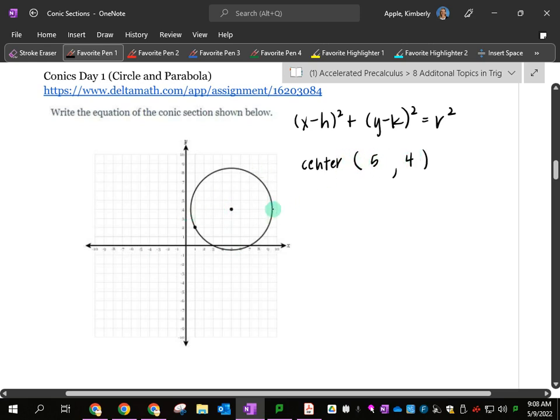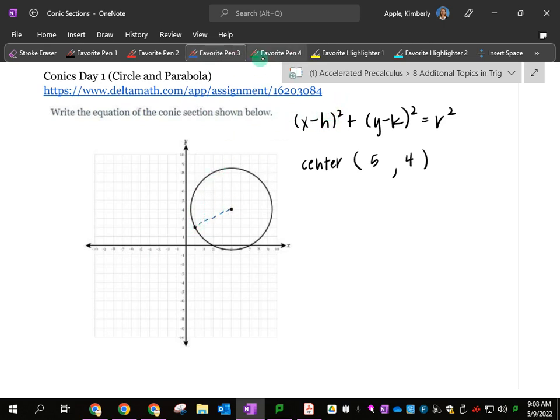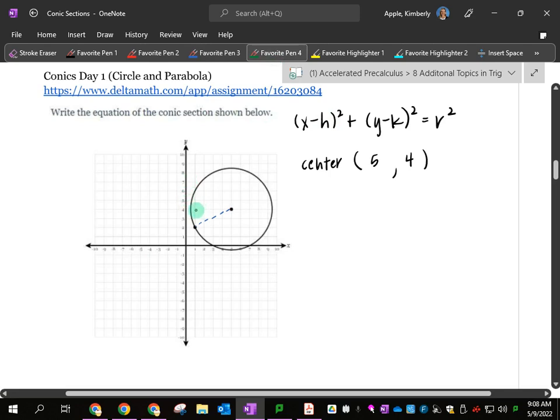Well, the radius, unfortunately, is not directly on any particular coordinate. So we're going to have to use some stuff for that. We're actually looking for the length of this radius. How can we find the length of this diagonal line? We're going to use the Pythagorean theorem, constructing a right triangle with a hypotenuse of that radius, just like we were doing the other day when we were working with the other conics.